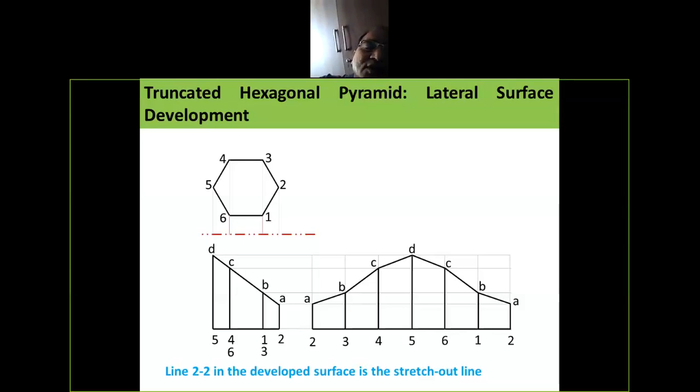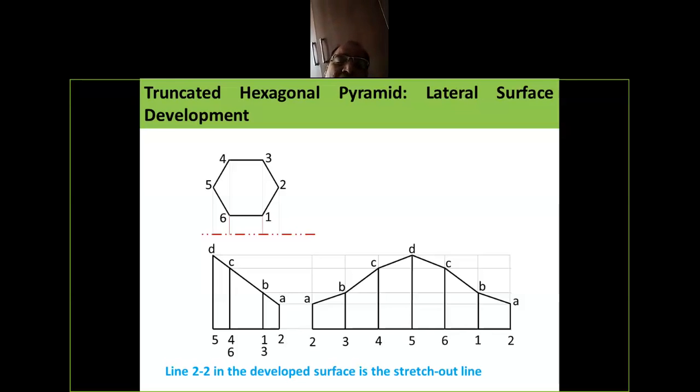So we can generate the projections from 2, from 3, from 4, and from 5. That will make the projections 2A, 1B, 4C, 5D. In that case, if the axis of the pyramid is given, then we can draw the pyramid totally. This is a cut section of a pyramid.